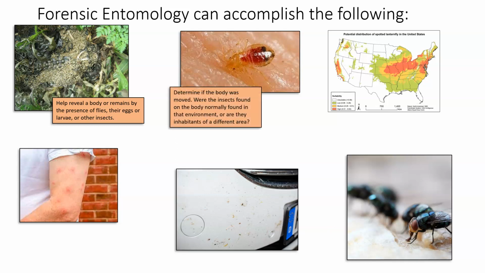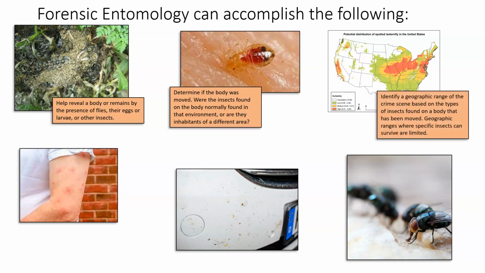Swarming flies can make a lot of noise, and so they can help reveal a body or remains just by being present. Another thing forensic entomology can help determine is whether the body was moved. Were the insects found on the body normally present in the environment where the body was found? If they are not, that is a good indication that the body was moved. If there are insects on the body that are not normally found in that area, they probably came with the body. The person was probably killed in a different location and moved, bringing these insects with them.